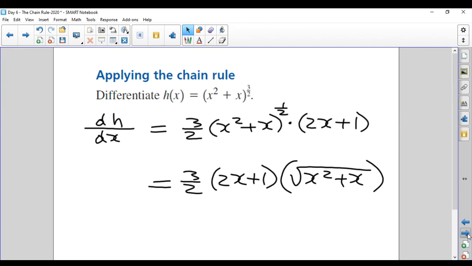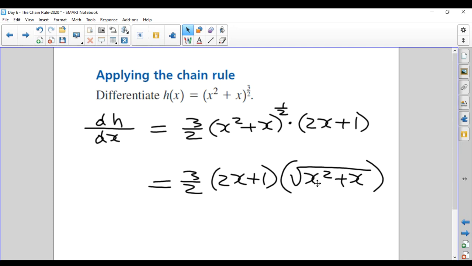Well, we still apply the principle, which is to multiply, first of all, by the derivative of the outer function. So that would be 3 over 2 times this to the power of 1 minus that, which is what this is. So there's 3 over 2, x squared plus x to the power of a half. So 3 over 2 minus 1 is a half. Then we're going to multiply that now by the derivative of the inside. Well, the derivative of the inside is the 2x plus 1, which is what we have here.